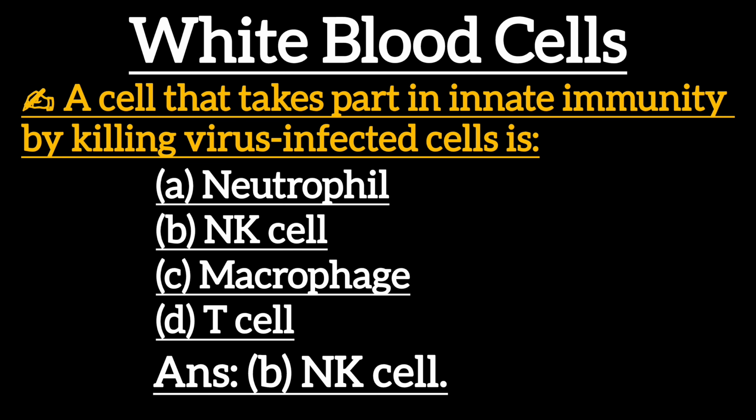Next one: a cell that takes part in innate immunity by killing virus infected cells is option A, neutrophil. Option B, NK cell. Option C, macrophage. Option D, T cell. Correct answer is option B, NK cell.